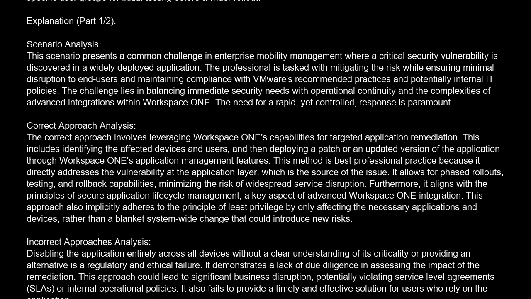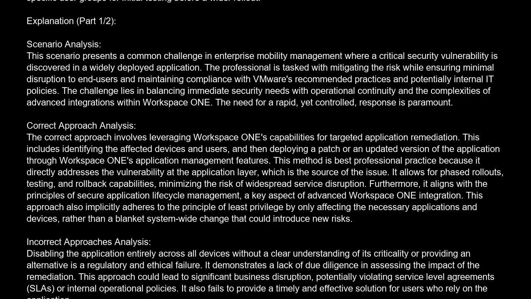This includes identifying the affected devices and users, and then deploying a patch or an updated version of the application through Workspace ONE application management features. This method is best professional practice because it directly addresses the vulnerability at the application layer, which is the source of the issue. It allows for phased rollouts, testing, and rollback capabilities, minimizing the risk of widespread service disruption.